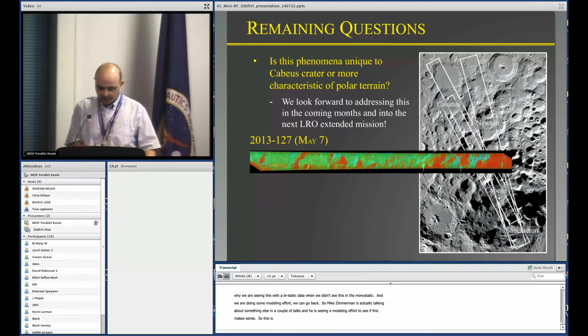In fact, it can go back. So yeah, Mike Zimmerman is actually talking about something else in a couple of talks. He's doing a modeling effort to see whether this makes sense.